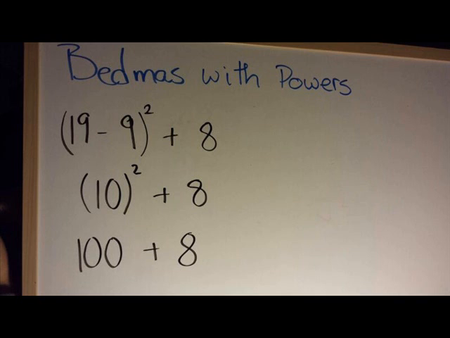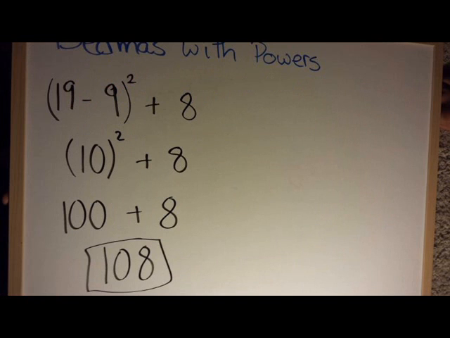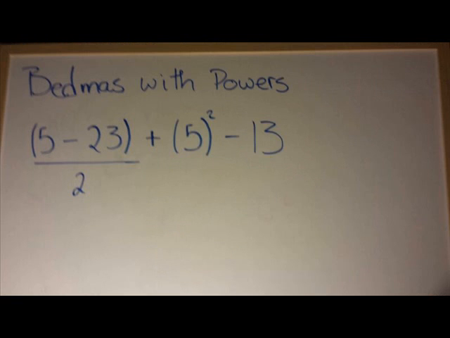It just depends on how many zeros are in the number. That's how many zeros are going to be there. So 100 plus 8 equals 108. That's just the easy way to do it. Just giving you help. So BEDMAS.